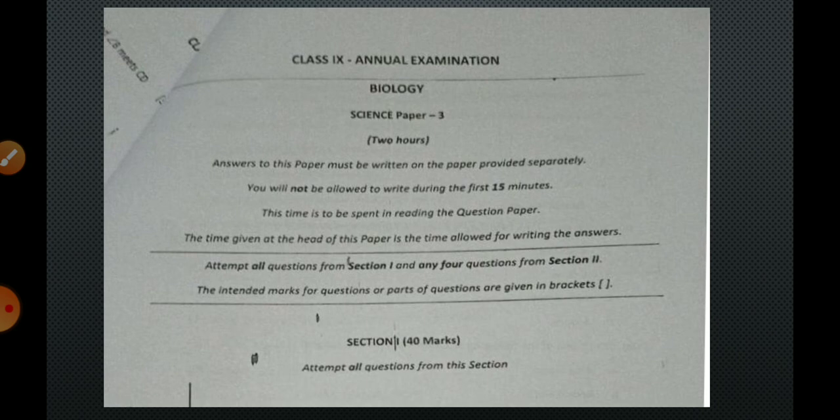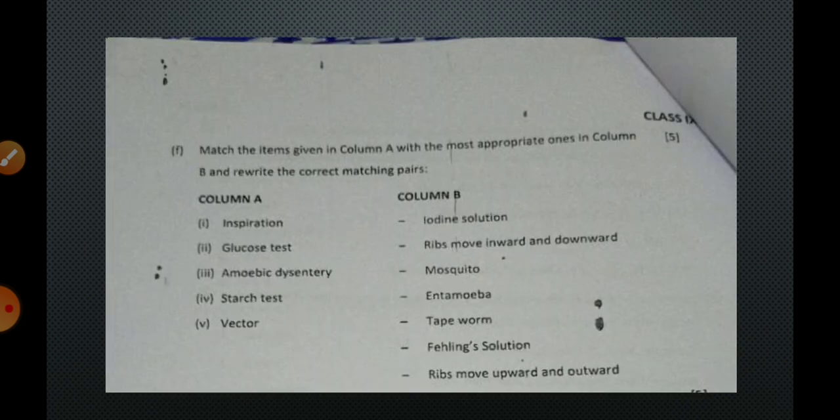Now children, let us quickly revise the pattern of the paper. In section 1, all questions are compulsory and it is of 40 marks. Section 2 is also of 40 marks and you have to attempt any 4 questions out of the 7 questions given. So children, let's start with F part of question number 1 of section A.